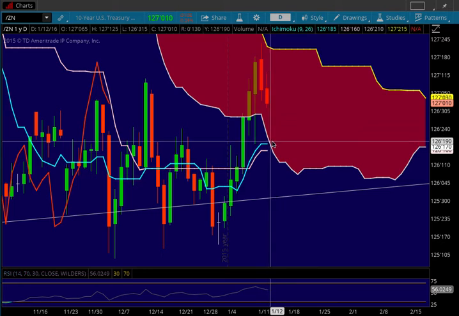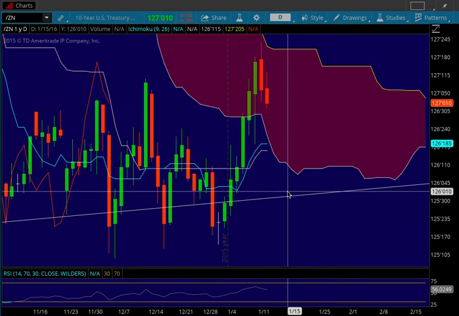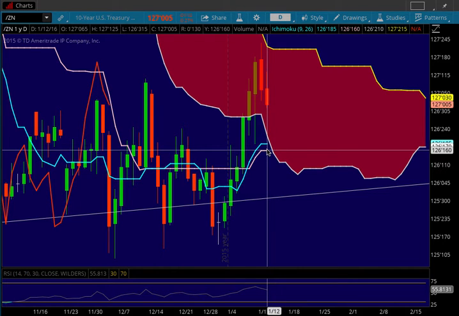We do have cloud support right there too, so it's going to be interesting to see if we could get down there. And we also have the weekly support that we have to lose first. So we remember that the 126.160 level is where the Tenkan-sen was, and that's right around, in fact exactly at, the Kijun-sen right here. So if we do come down and test the Tenkan-sen, chances are we'll probably put in a couple more ticks and test the Kijun-sen as well, and test that Tenkan-sen support on the weekly.